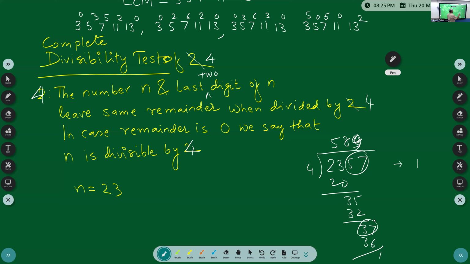Quotient we are not interested in; the quotient will be whatever it is. We are more interested in the remainder. So 2 square is 4 is a correct statement, but it doesn't make any sense as far as trying to explain why this is happening.